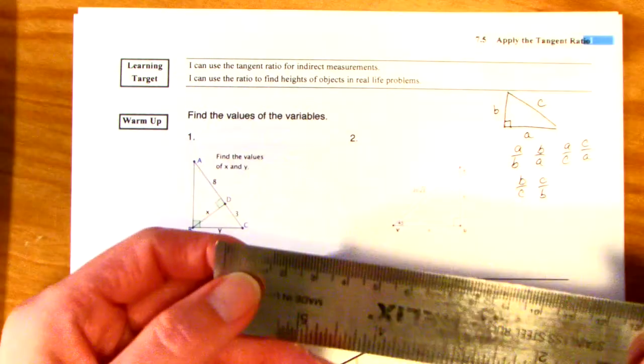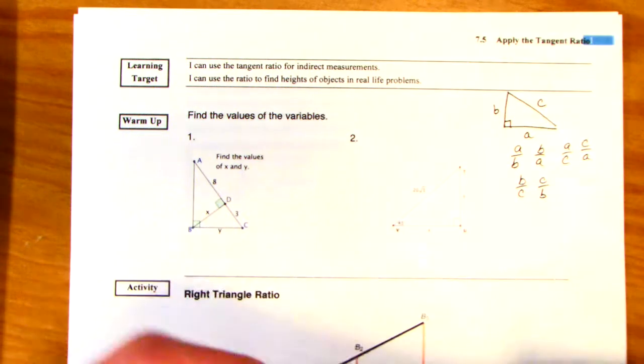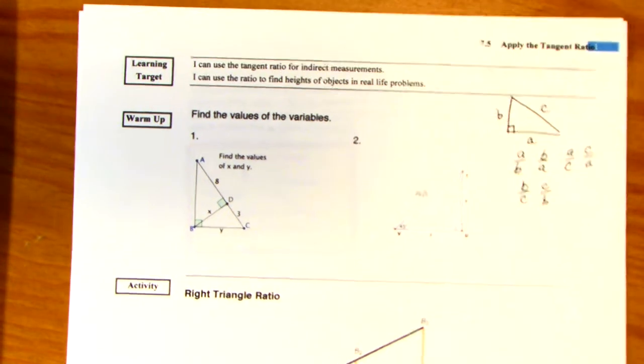I also have a ruler, okay? So the problem with my ruler is the centimeters, it's kind of rubbed off a little bit, so I'm going to have kind of estimates here, but I'll do my best. Okay, so here we go.